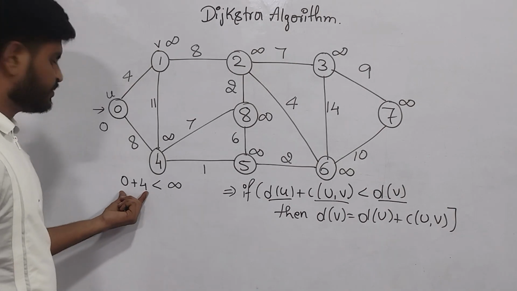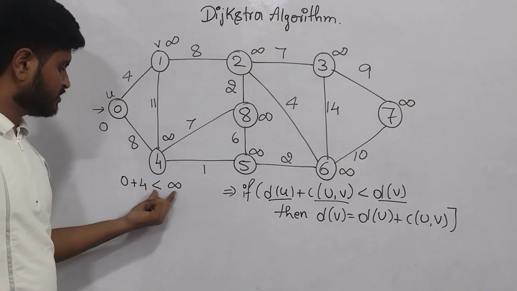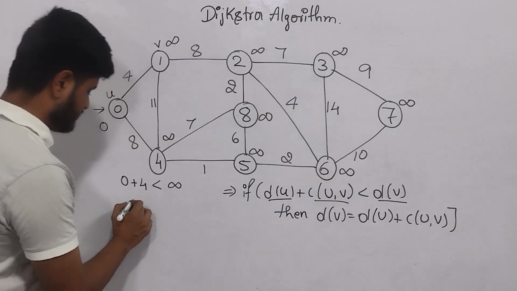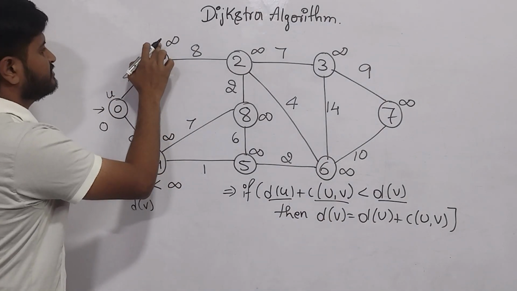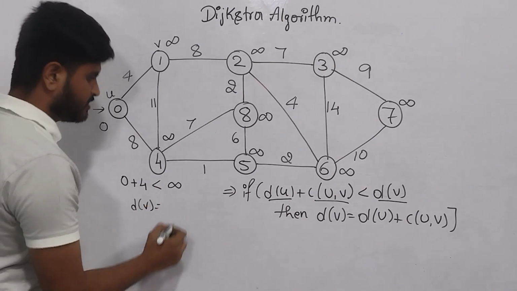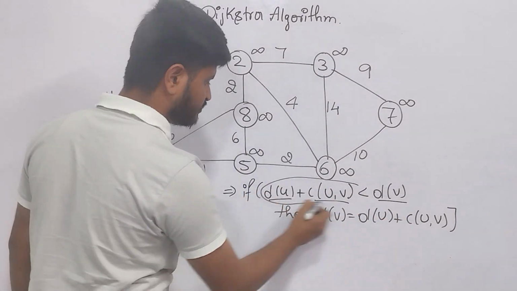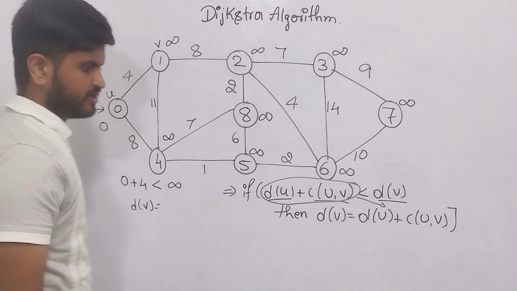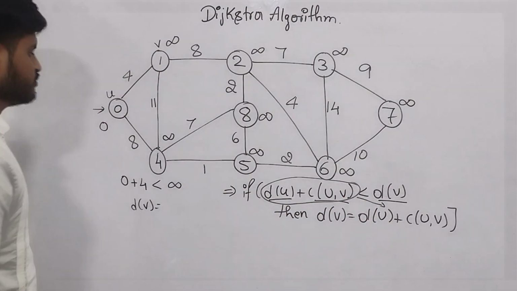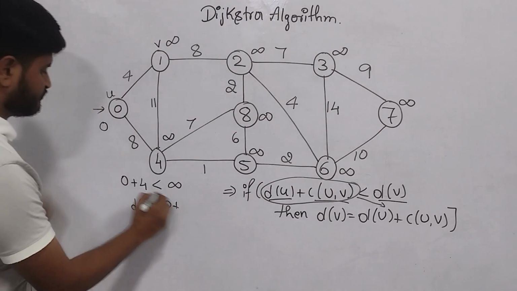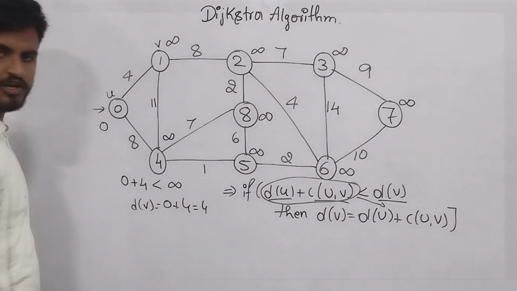If you see, 0 plus 4 is 4. 4 is less than infinity. Yes, it is correct. Then this v value will be equal to d of u plus cost of u comma v, the same thing we have written here. d of u is 0 plus cost of u comma v is 4. Same, 4.